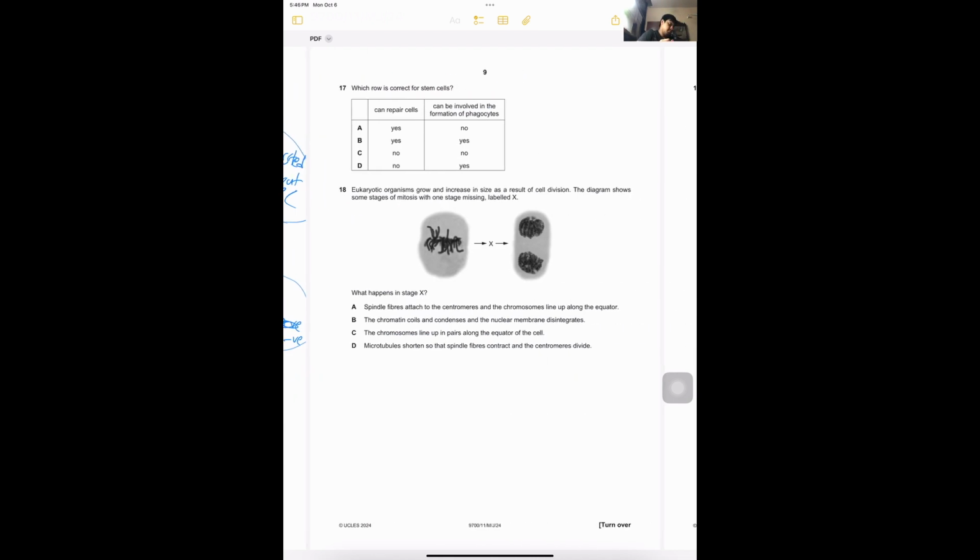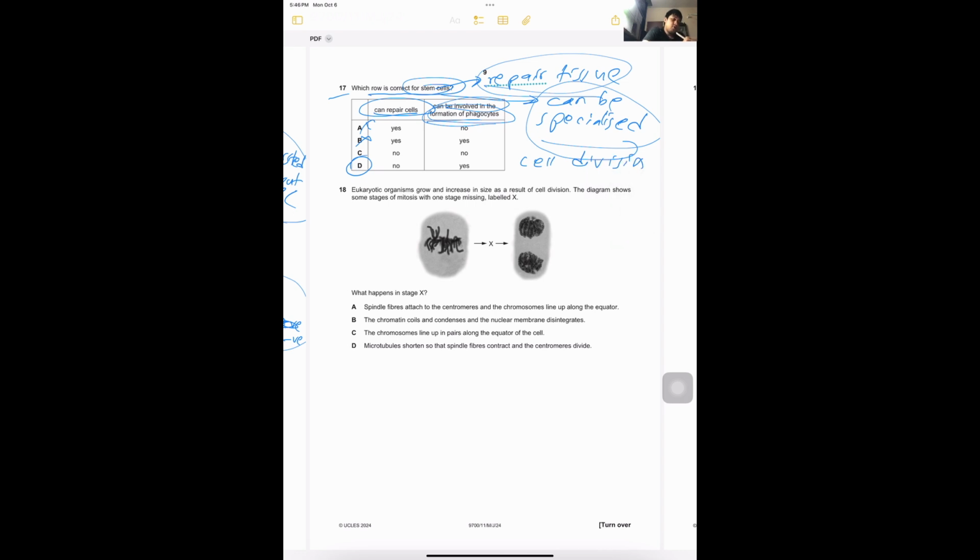So we will move on to question number 17. Which row is correct for stem cells? So can repair cells, that is wrong, because they repair tissue and they also can be specialized, right? We know these facts about stem cells. So answer will be between these two. Can be involved in the formation of phagocytes? Yes, definitely. Can be specialized and they do cell division, so can form many phagocytes.